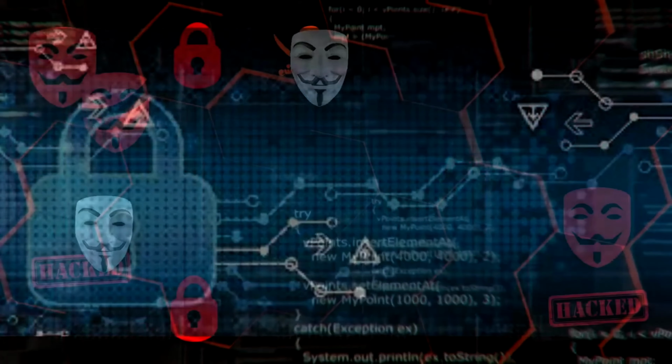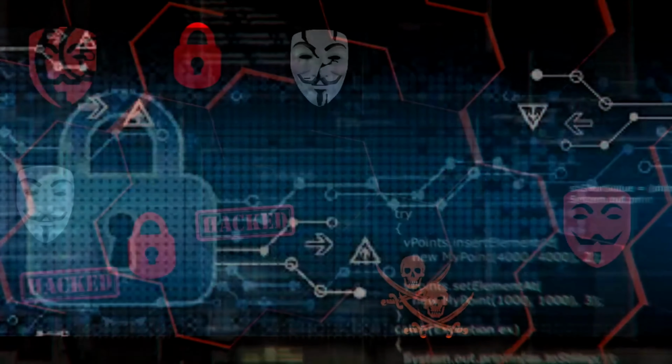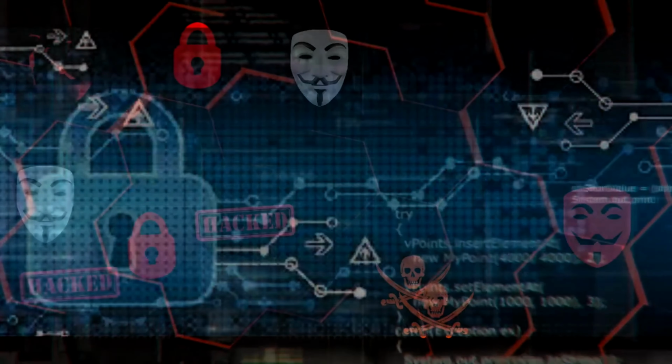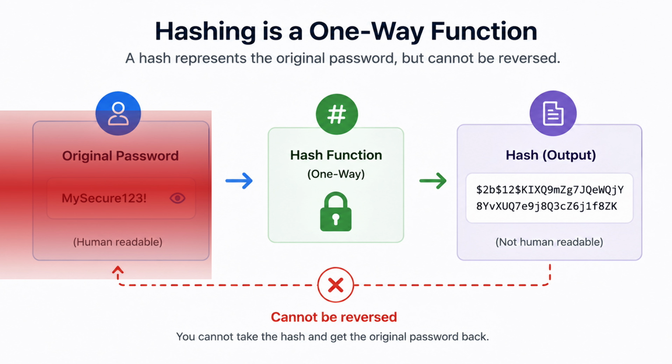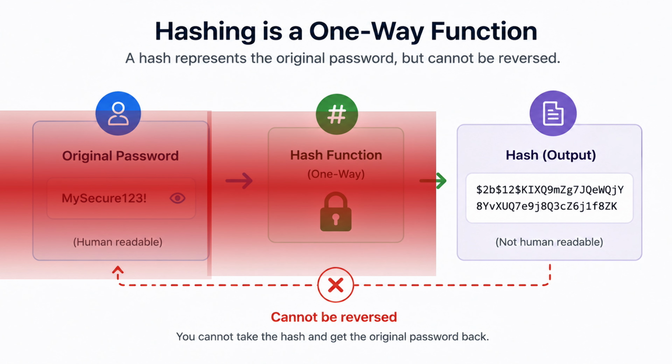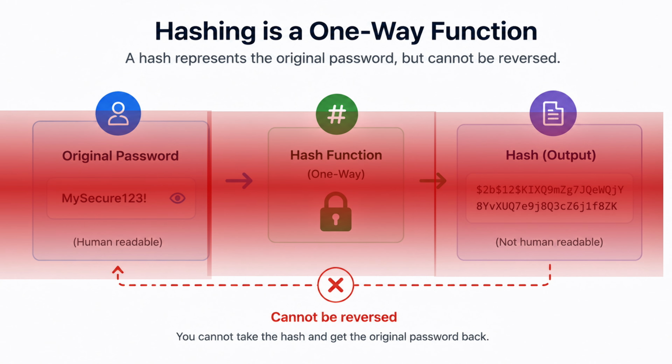So before we jump into the tool, let's understand what is really happening when a zip file is password protected. When you set a password on a zip file, the system doesn't store the password directly in plain text. Instead, it converts that password into something called a hash. A hash is basically a scrambled and one-way transformed version of the password. It looks like random characters, but it represents the original password in a secure form.